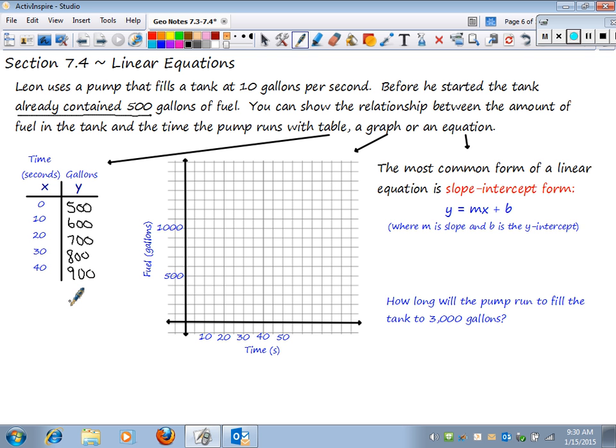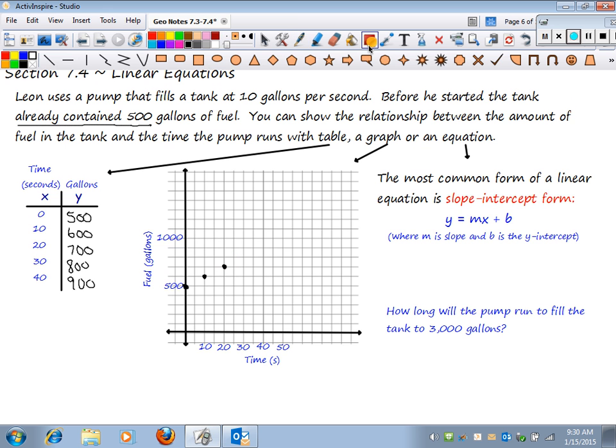So let's draw that on a graph, because we can show the relationship between the fuel and the time on a chart. We can also show it on a graph right here. Let's graph these points that we just made in our chart. 0, 500 would start right here. 10 seconds, we went up to 600. I went by 5s on the bottom, so go over 2, that gets you to 10 seconds, and then go up 1 line because each line represents 100 gallons. And then 20 would be 700.